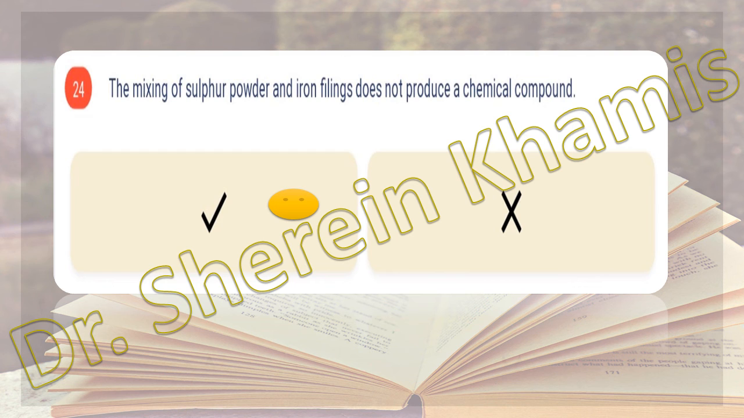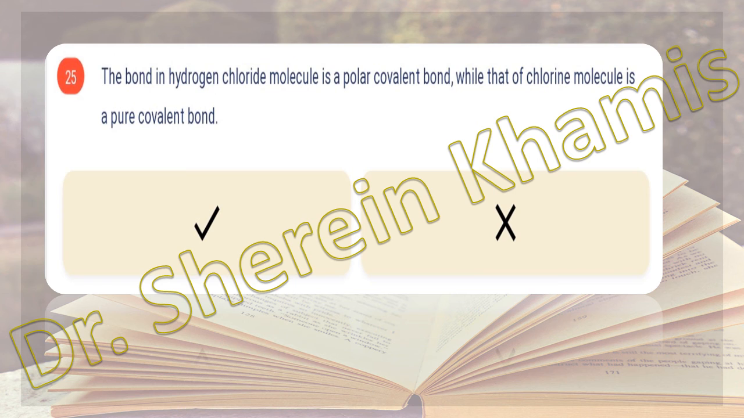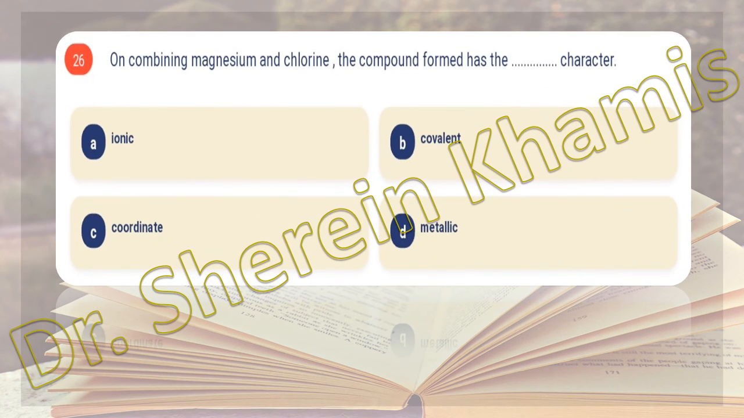Okay, let's go into question 25. Question 25 says that the bond in hydrogen chloride molecule is a polar covalent bond. Yes, it is polar covalent, while that of the chlorine molecule is a pure covalent bond.